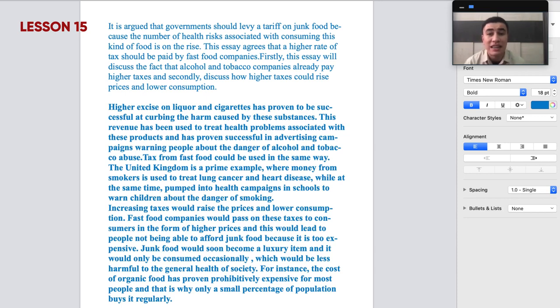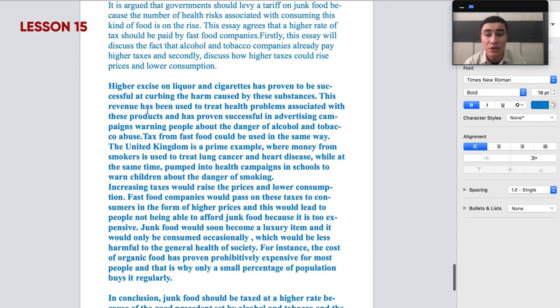Higher excise on liquor and cigarettes has proven to be successful at curbing the harm caused by these substances. This revenue has been used to treat health problems associated with these products and has proven successful in advertising campaigns warning people about the danger of alcohol and tobacco abuse. Tax from fast food could be used in the same way. The United Kingdom is a prime example, where money from smokers is used to treat lung cancer and heart disease, while at the same time pumped into health campaigns in schools to warn children about the danger of smoking.